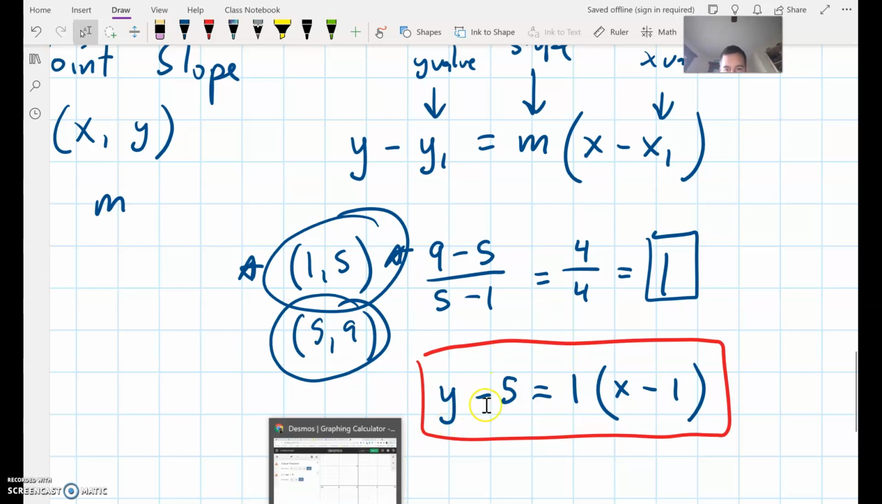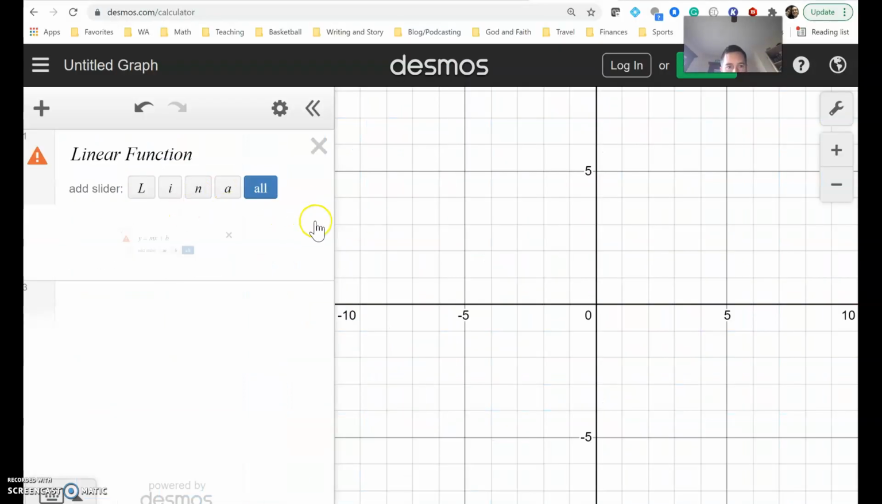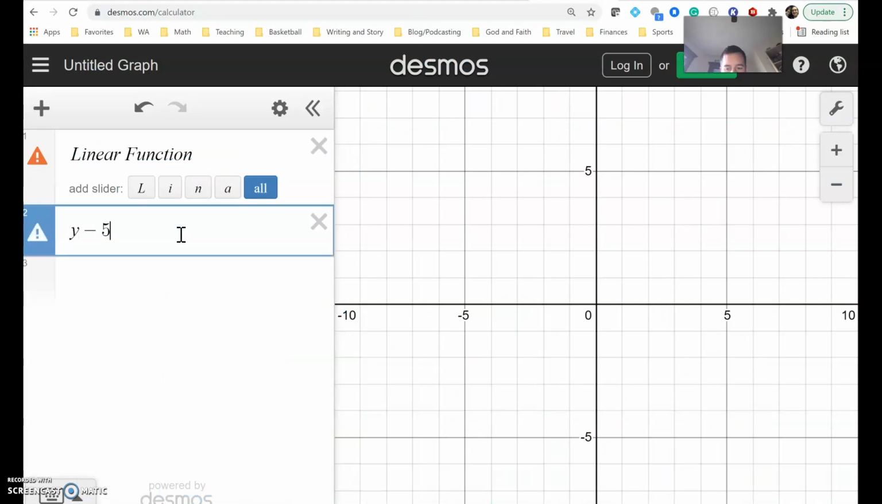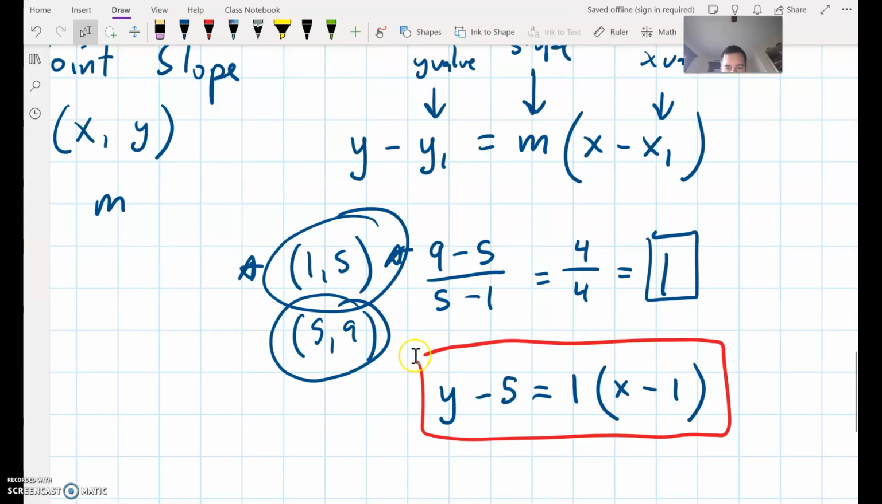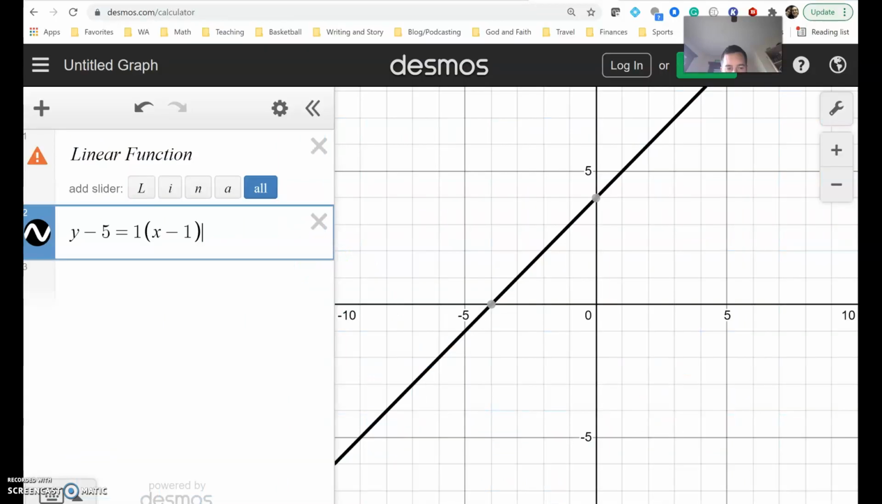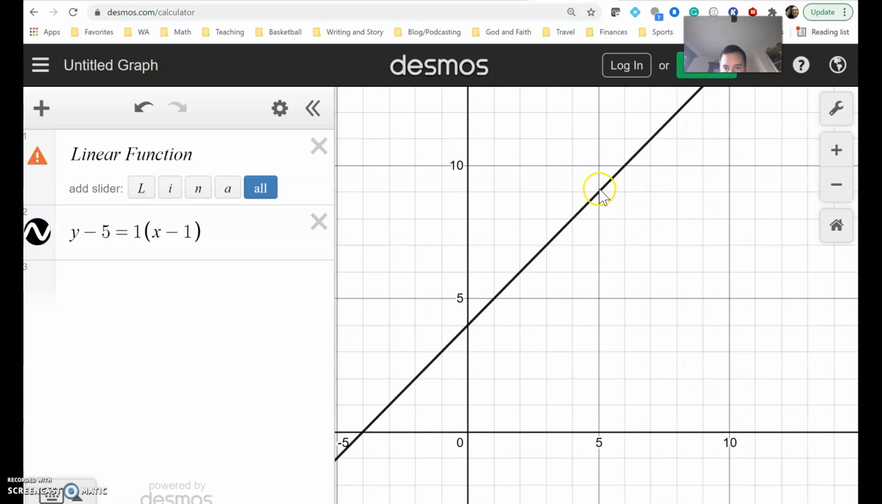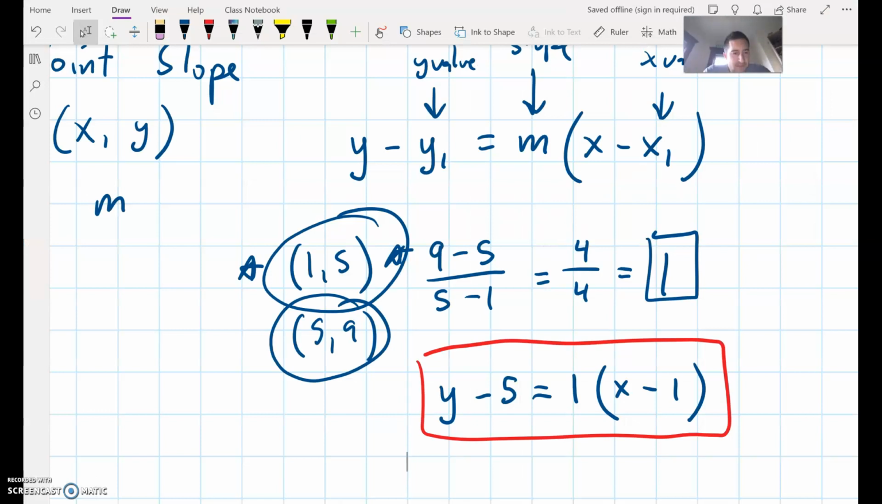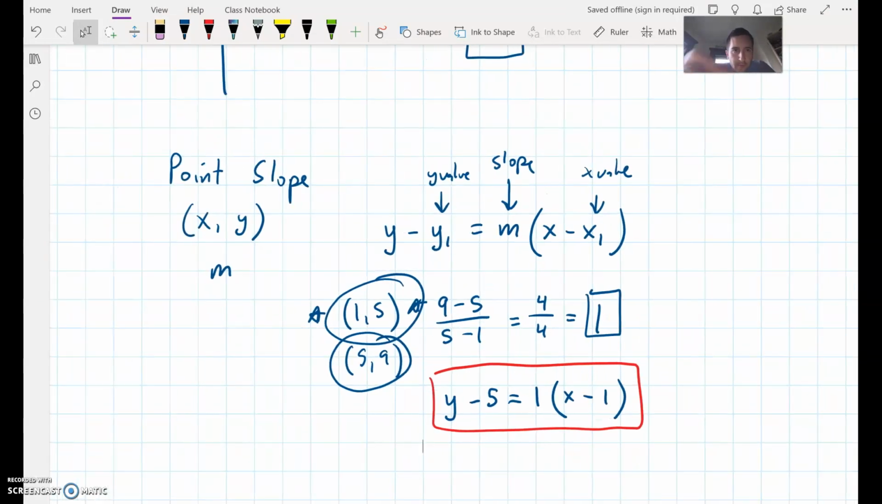Let's go test it. Y minus 5 equals 1 times x minus 1. Was it x minus 1? Yeah. So let's see if it goes through the points 1, 5, and 5, 9. 1, 5, is that on the graph? It is. And then 5, 9, it is. So, as you can see, in conclusion, point slope form is right here. And all you need to graph in point slope form is a point and a slope.